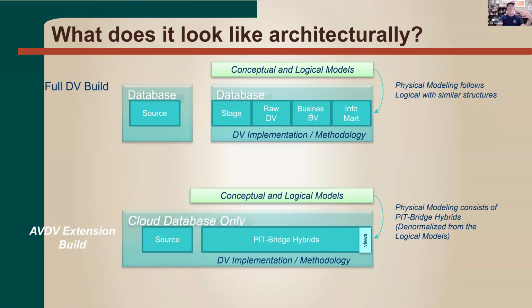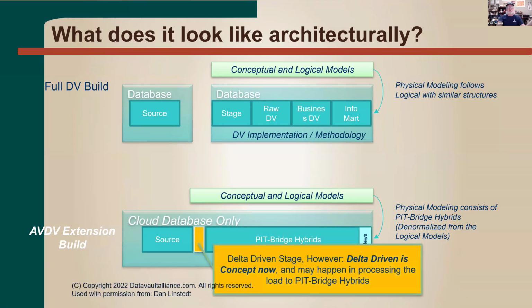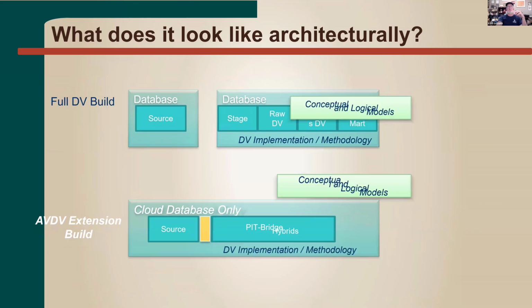So where did the thing go? Okay, and so here's what you've got. You're still going to have delta-driven stages. I've just shown you two examples of what a delta-driven stage table looks like, and that's something you're probably going to need in order to make this advanced virtual data vault approach work. And there's another one coming here.